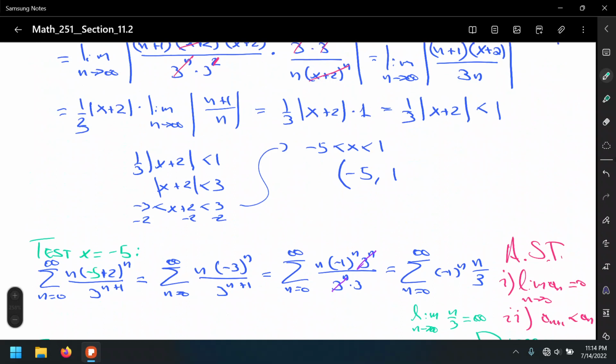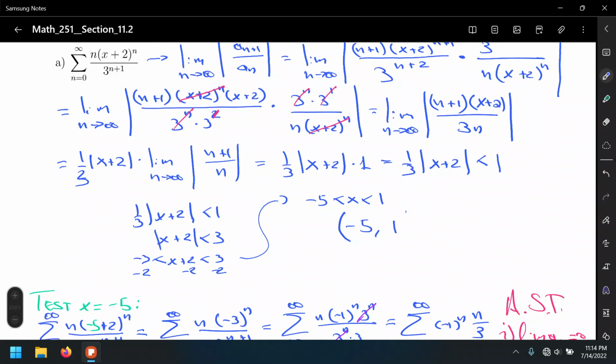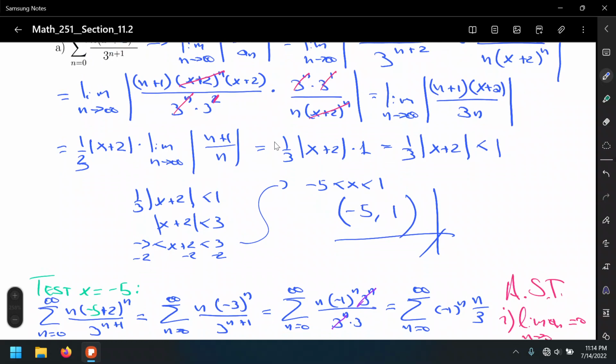All right. Going back to the interval of convergence, that's going to go from -5 to 1. All right. In both cases, exclusive for both endpoints.